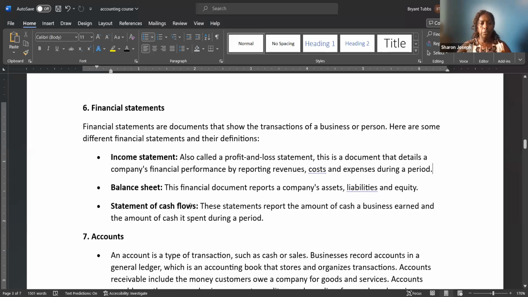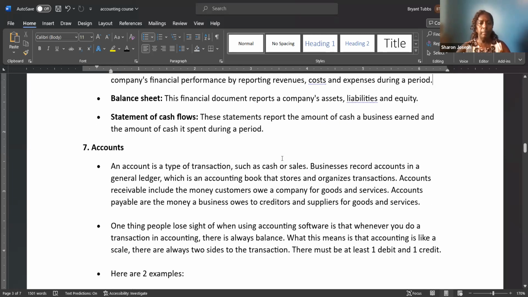Another key financial statement is the statement of cash flows. A lot of businesses, people spend money and sometimes they don't really even realize where their money is going. The statement of cash flow is a statement that reports the amount of cash that a business earns and where it's spending it, right? So you'll see where money is coming in and where money is going out during a particular period. We'll look at these three financial statements a little later on.